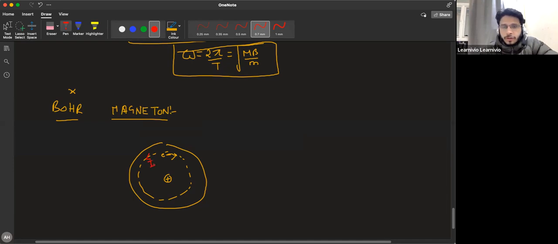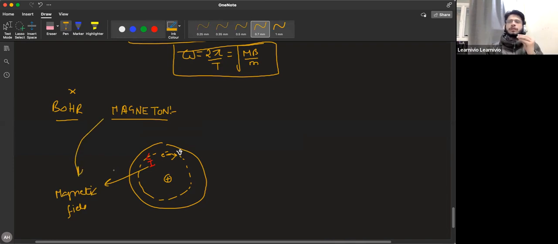This is current. Due to the motion of electrons, you will have current. And if you have current, that means you have a magnetic field. So this current will contribute to the magnetic field. Through Bohr magneton, you try to calculate the magnetic field of this revolving electron. Bohr magneton is basically the minimum magnetic moment associated with this electron, and it's related to the magnetic field of the electron.